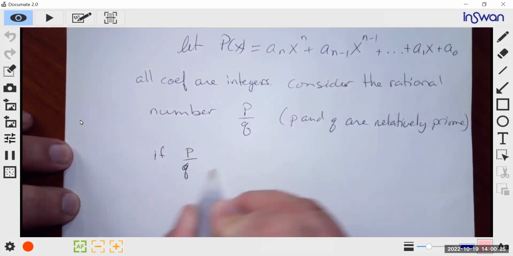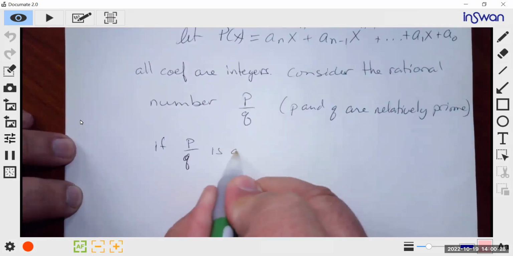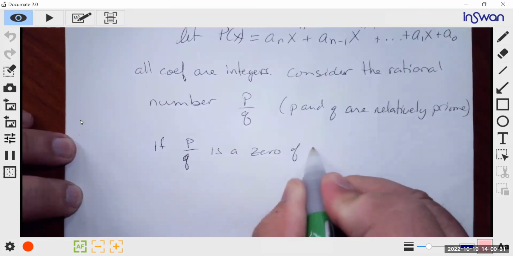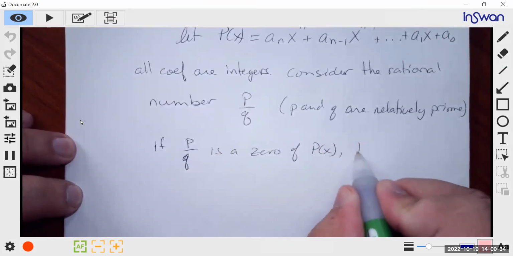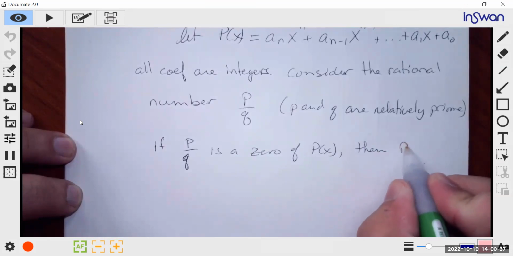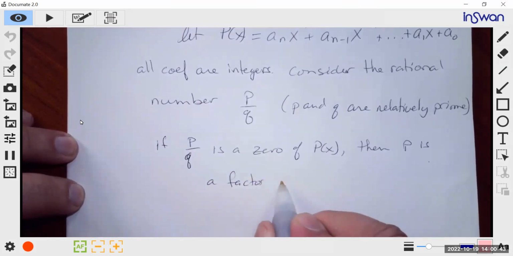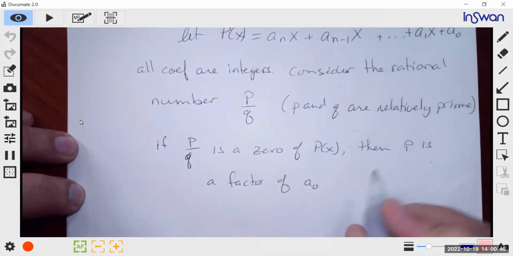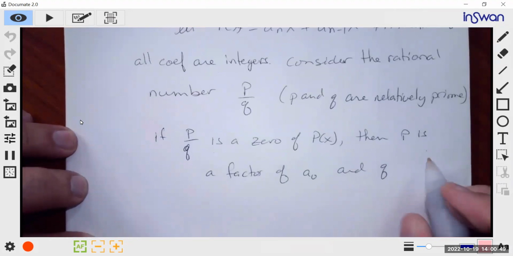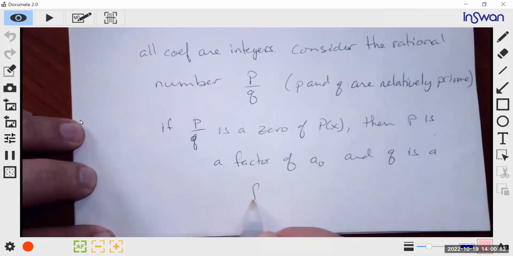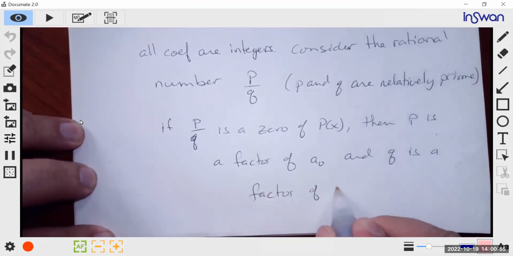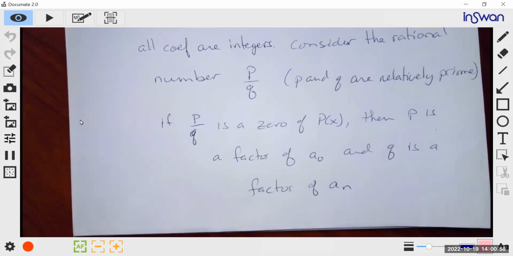If p over q is a zero of the polynomial, then little p is a factor of a sub 0, and little q is a factor of a sub n. Okay, that's mathematic talk. And I'll show you what it means in a second.